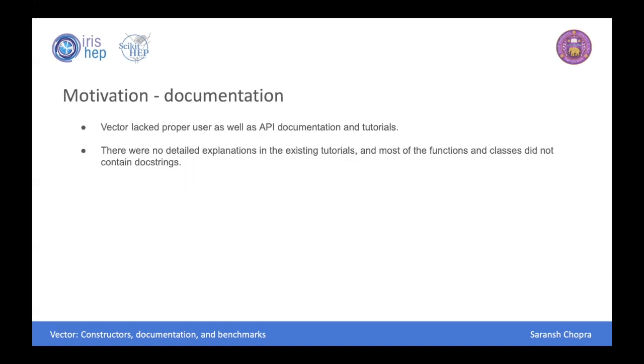Moving on to the documentation. The motivation for documentation was that vector lacked proper user as well as API documentation and tutorials. If you were using vector as a developer, then you could have gone through the documentation and understood how the API documentation and tutorials were structured. But if you were a beginner and very new to vector, then the documentation was not so good. There were no detailed explanations in tutorials, and most of the functions and classes did not contain docstrings.